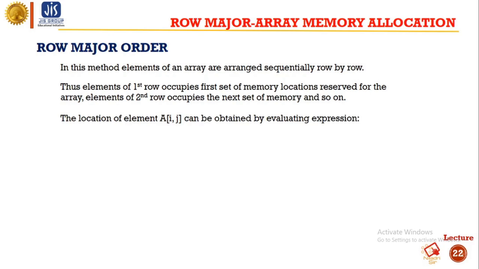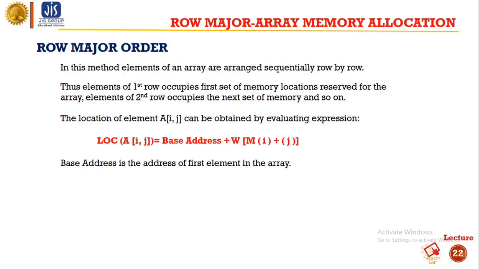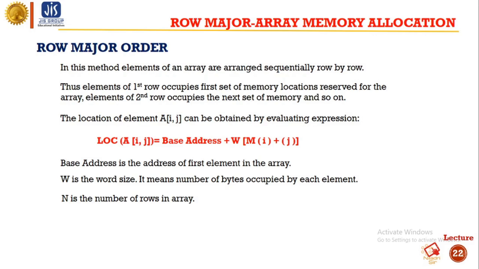The location of element a[i][j] can be obtained by evaluating the following expression: location of a[i][j] equals base address plus w times (m*i + j). Base address is the address of the first element in the array. w is the word size, the number of bytes occupied by each element, and n is the number of rows in the array, and m is the number of columns in the array.